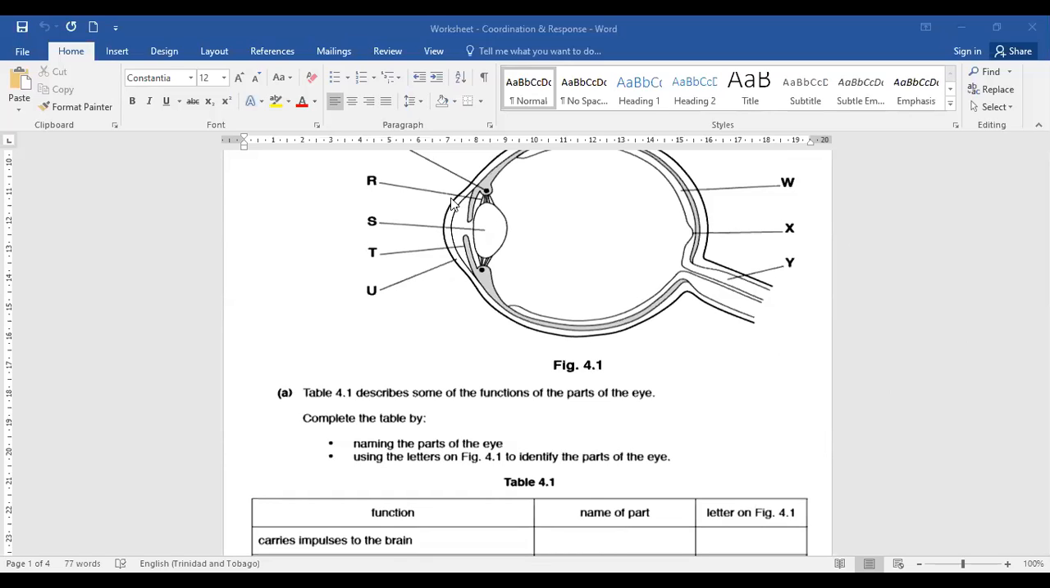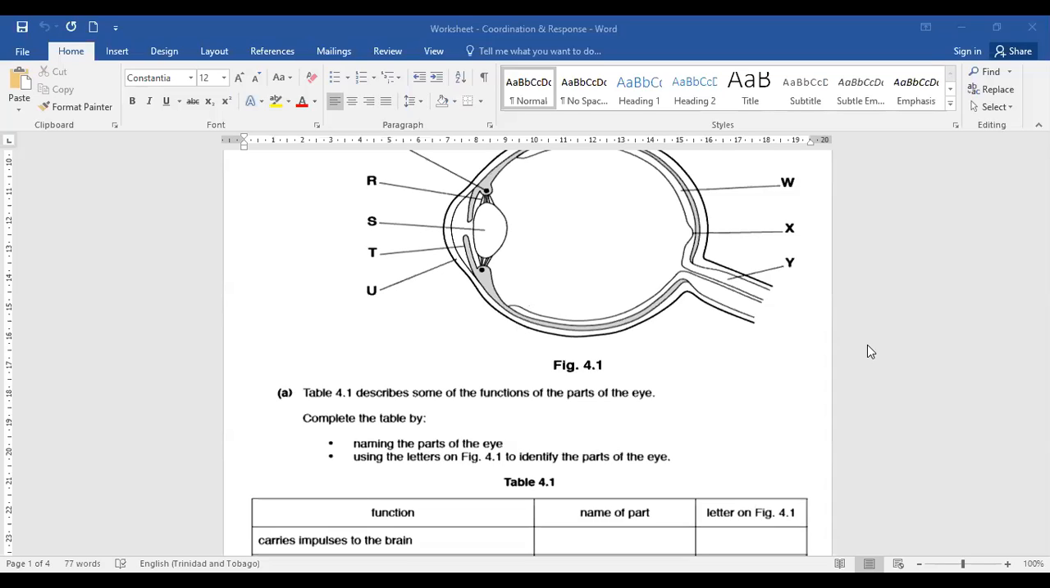So they gave you the structure of the eye and you all had to label it and also relate structure to function, right? So the part that carries impulses to the brain will be what? Very good. It's Y. Y is your optic nerve. So that's what will carry the impulses to your brain, and then your brain will sort the image out, and you'll be able to see accordingly.